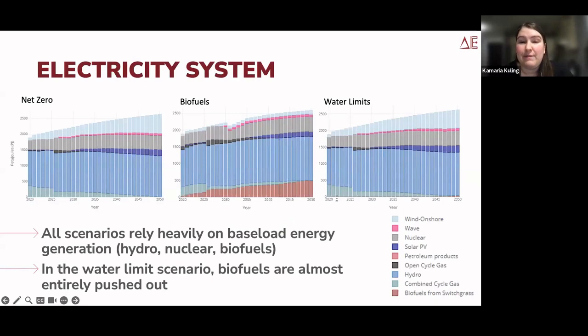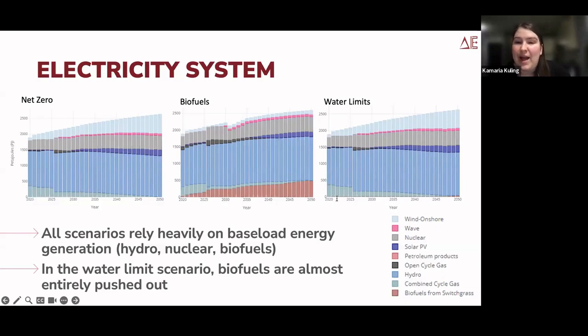So we see that it first uses the available capacity for nuclear and hydropower before the variable renewable sources are used to fill up the rest of the energy demand. And then for the net zero scenario with biofuels, the biofuels being in red, the switchgrass biofuels can meet the net zero electricity demand with a baseload energy supply at a lower system cost compared to the net zero scenario without biofuels. So now we do see those biofuels coming in.